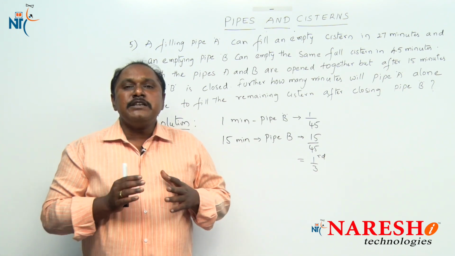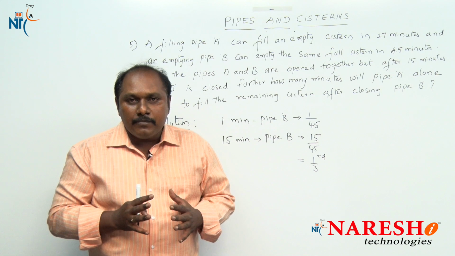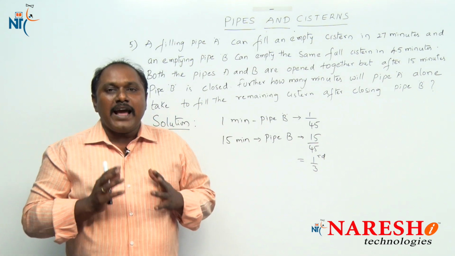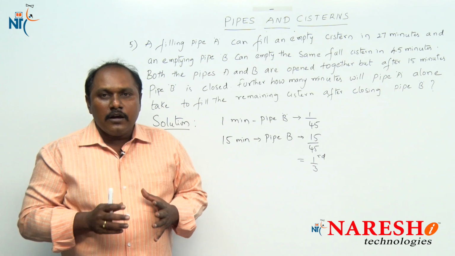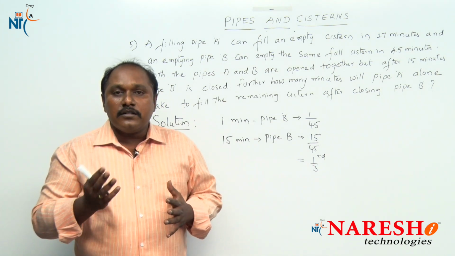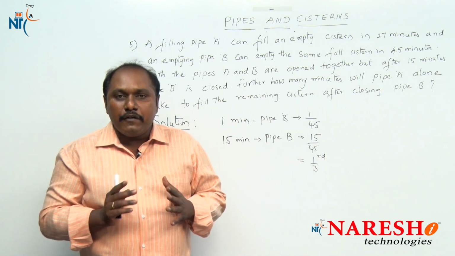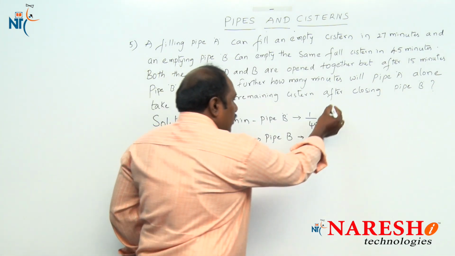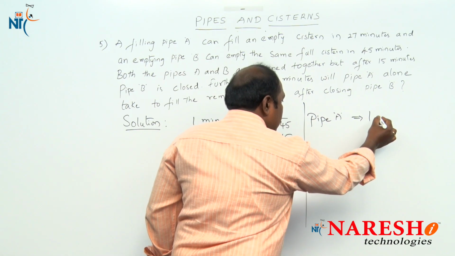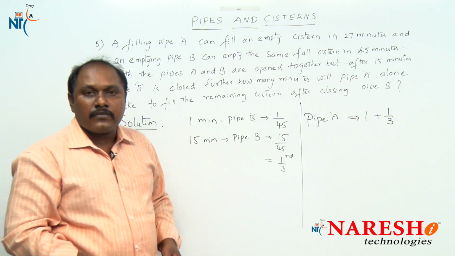Then how much part of the cistern should be filled by pipe A? A student immediately gets an idea that it should be 2/3, but actually it is not 2/3. Pipe A has to fill an extra 1/3. Actually the cistern can be filled by only the filling pipe. So pipe A has to fill one tank plus another 1/3 tank extra.